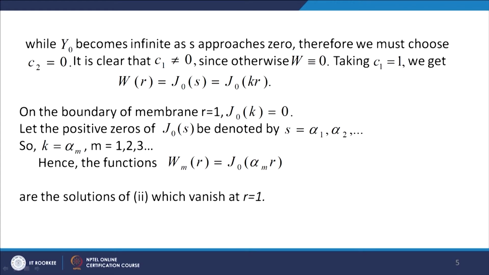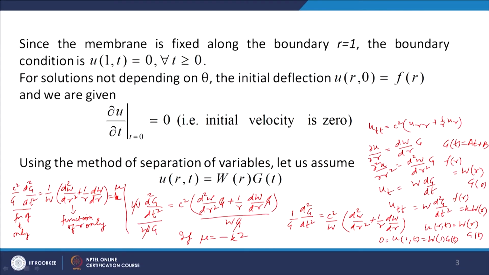Now, on the boundary of the membrane r is equal to 1, and so what we have is J naught k on the boundary of the membrane, r equal to 1. So, J naught k equal to 0, because on the boundary we know that u 1 t equal to 0.